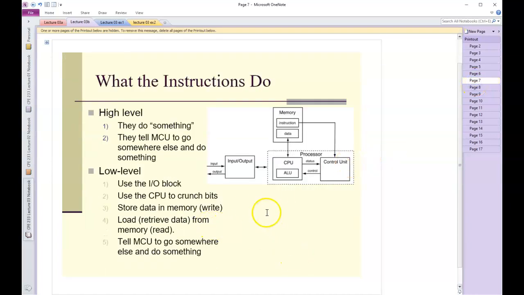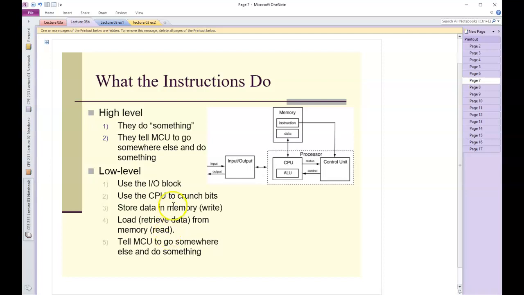So what the instructions do at a high level: they tell the microcontroller to go somewhere and do something, essentially to transfer data around in these blocks. In that context, what we have here is the I/O block. It transfers data in and out of this thing. The CPU crunches bits. The memory stores data. I can actually get data from memory. This is a memory that I can read and write, and the instructions actually tell the code to go somewhere and do something else.